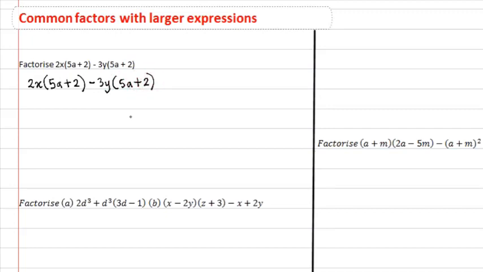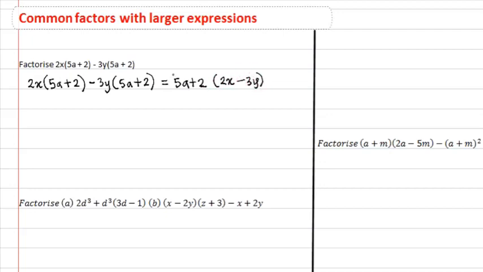Okay, so looking at this problem, we're going to see which factors are common here. We have 5a plus 2 here, we have 5a plus 2 here. So we're going to bring it out, 5a plus 2. If we bring this one out, we're going to be left with 2x and 3y, so bracket 2x minus 3y.